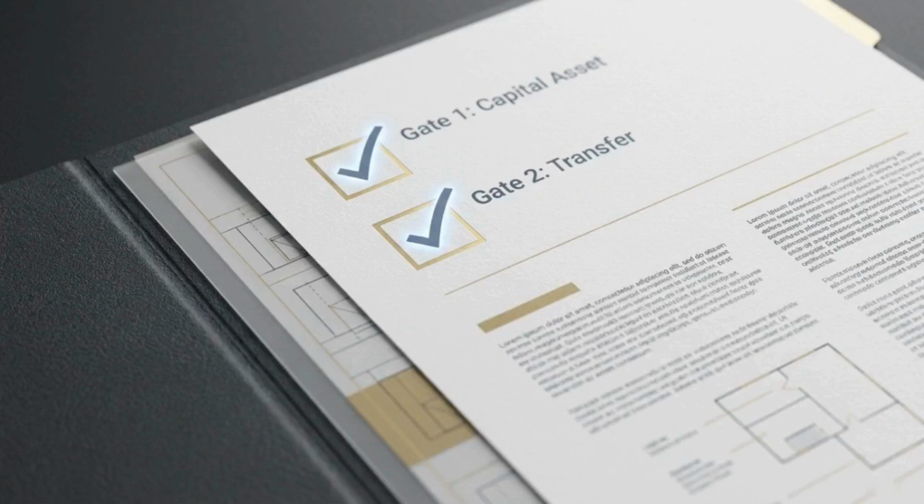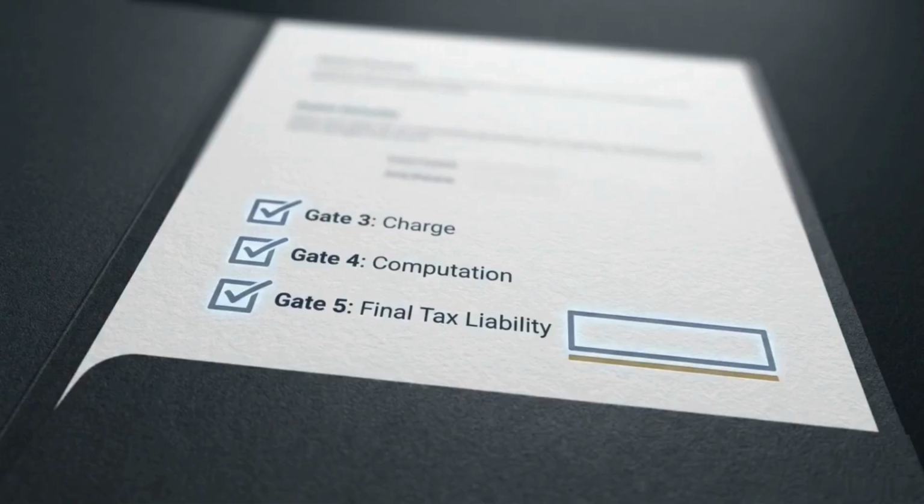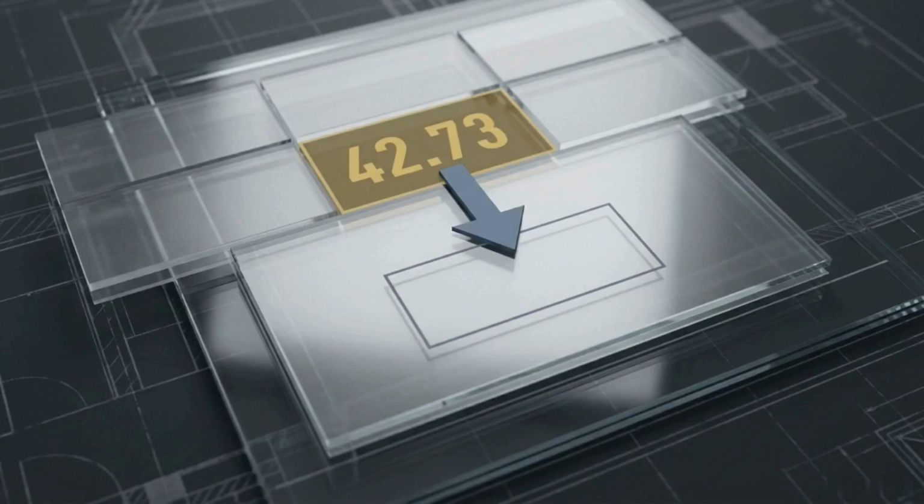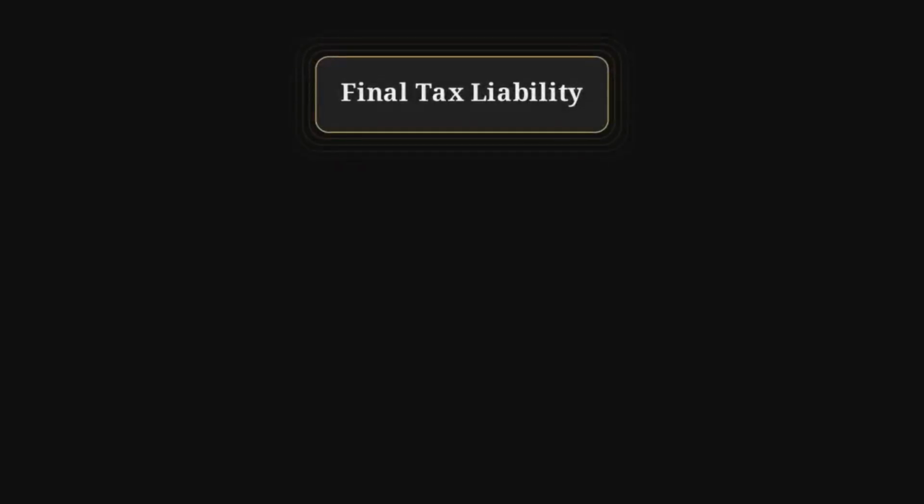The deal team has successfully classified the asset, proven the transfer, located the charge, and run the core computation. But the final line on the memo, Gate 5, remains blank. That raw computed capital gain number is incomplete. It doesn't become a finalized tax liability until we apply the specific statutory rate route. To finalize this memo, the tax team must resolve three variables.